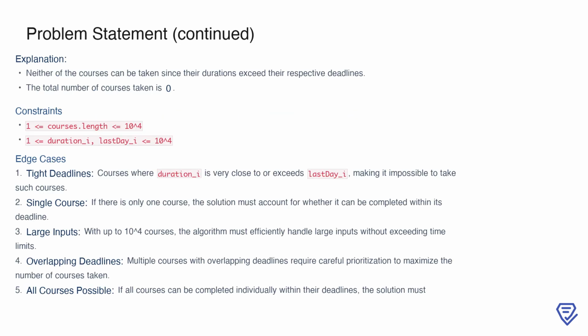In contrast, consider an example where we have 2 courses, one that takes 3 days to complete but must be finished by day 2, and another that takes 4 days to complete but must be finished by day 3. Here, neither of the courses can be taken because their durations exceed their respective deadlines. This demonstrates how tight deadlines or long course durations can make it impossible to fit certain courses into the schedule. As a result, the total number of courses that can be completed in this case is 0.